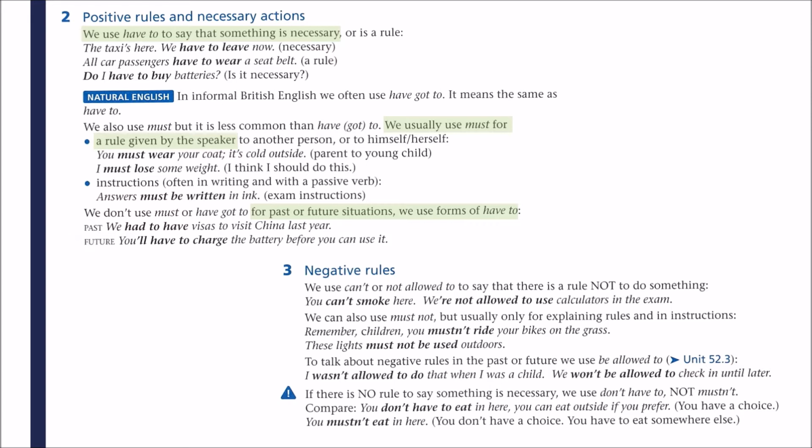When there are rules telling you not to do something, we do read instructions as, "You mustn't ride your bikes on the grass." But quite often, we simply say, "You can't do something here," or that you are not allowed to do something here. And for these things that you are not allowed to do, we use be allowed to for the past and future forms, such as wasn't allowed to and will not be allowed to.